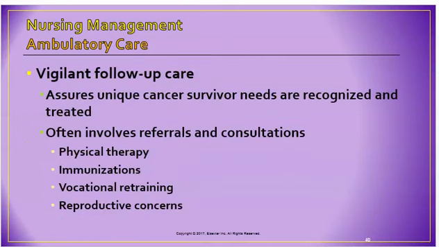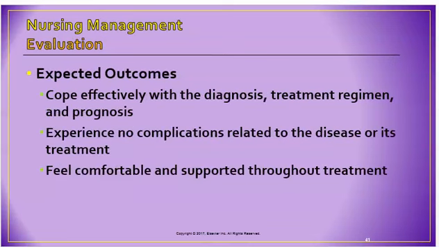Vigilant follow-up care. That doesn't mean just going to the doctor. It's also maybe some vocational training, maybe immunizations. Maybe they need some counseling about can they have a baby? Should they father a baby? Probably not the best idea. So what do we expect? We expect them to manage, cope with the diagnosis, cope with the treatment. Hopefully no complications, but feel supported throughout their whole treatment. It's a journey.